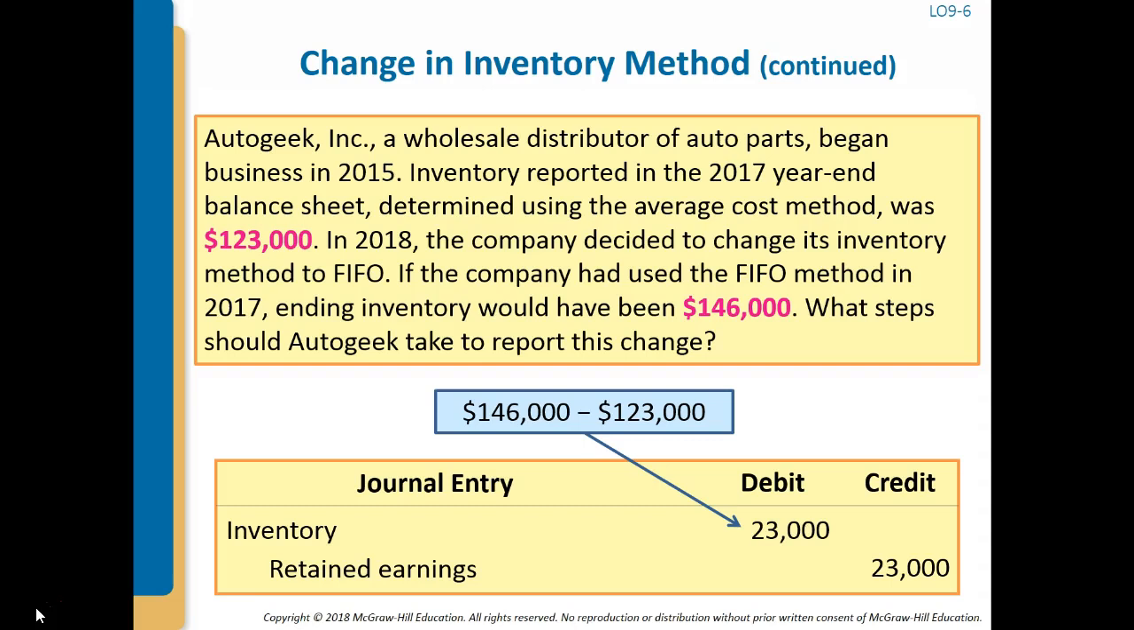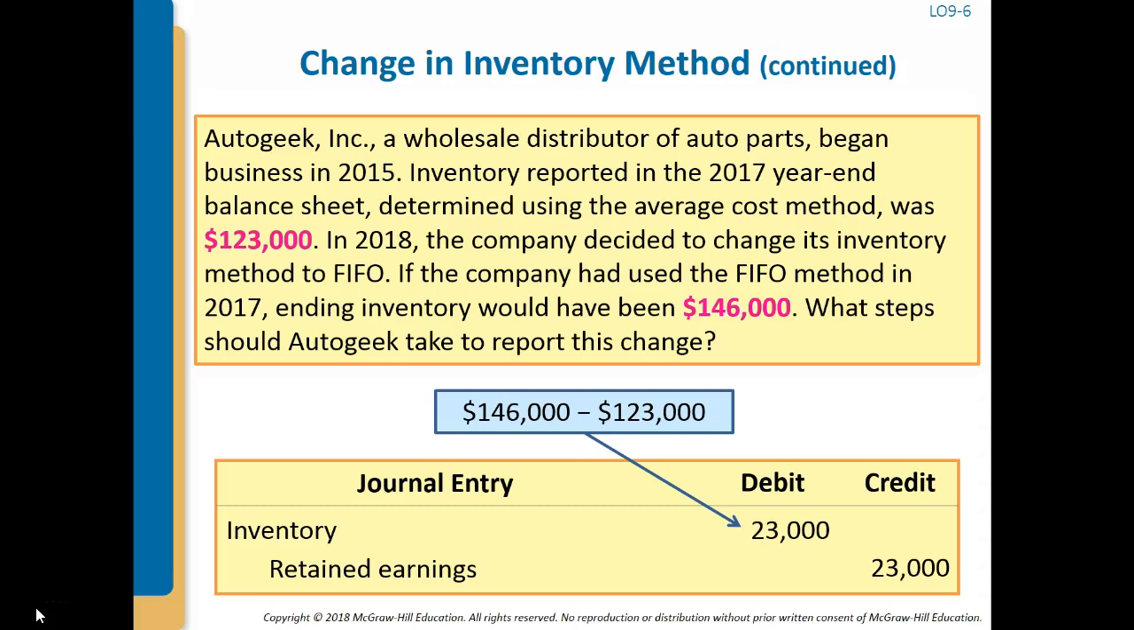AutoGeek also would record a journal entry to adjust the book balances from their current amounts to what those balances would have been using FIFO. Because differences in cost of goods sold and income are reflected in retained earnings, as are the income tax effects, the journal entry updates inventory, retained earnings, and the appropriate income tax account.